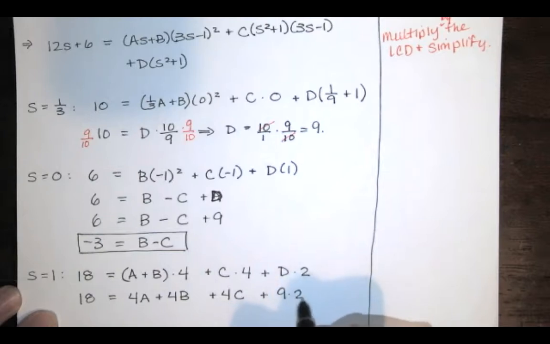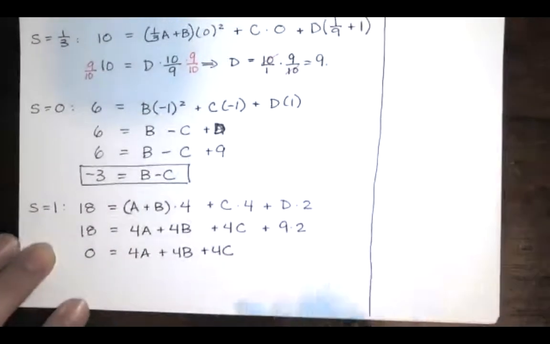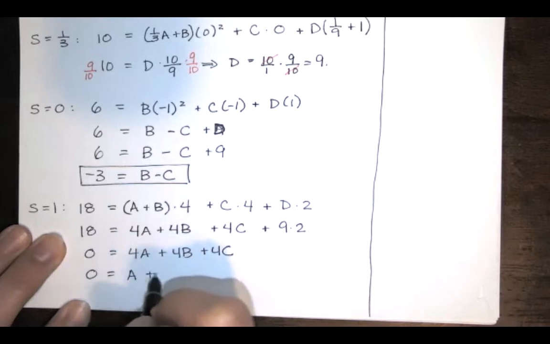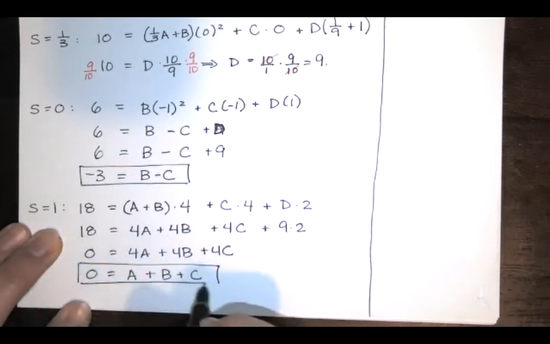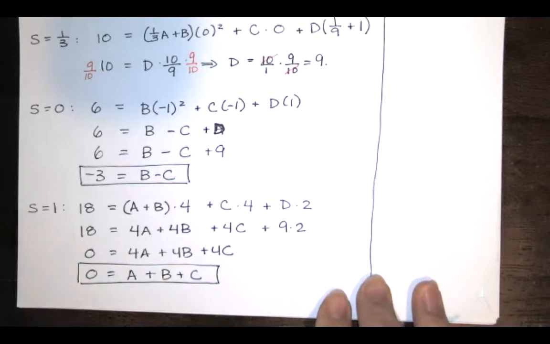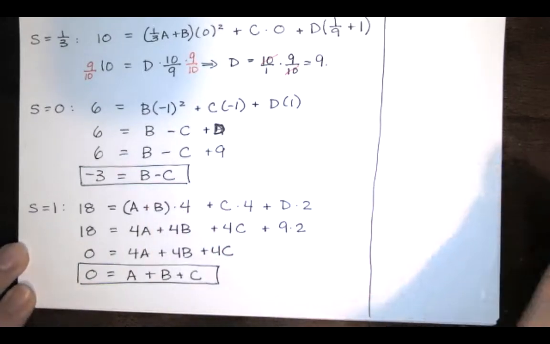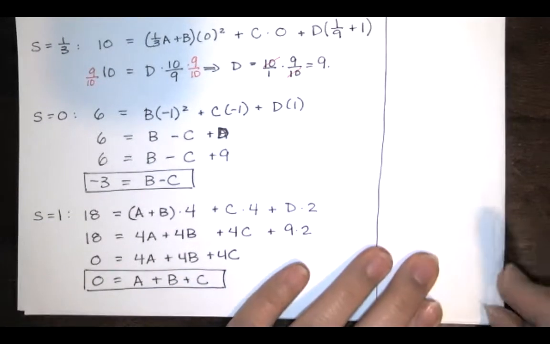9 times 2 is 18, so we can subtract the 18 from both sides, and we get 4A plus 4B plus 4C must equal 0. And if I divide everything by 4, that'll make it even simpler. A plus B plus C must be 0. Okay, great. So I've got 2 equations with 3 unknowns. I just need 1 more equation. So I think I will substitute S equals -1 next.